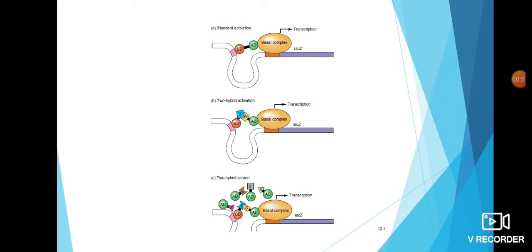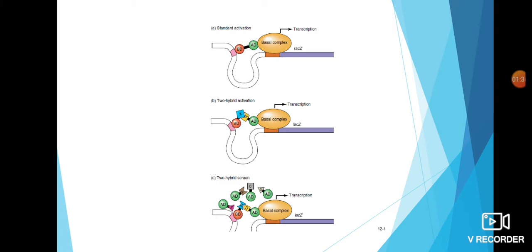In the B model, what we are seeing is that, instead of making the activation domain interact directly with the basal transcription factor, we have constructed two fusion proteins. One is X, which is fused with BD, that means the DNA binding domain and the X protein, as well as the activation domain AD with Y protein. Now the question is that only if X and Y interact with each other can we see the transcription. Using this model, you can screen n number of proteins.